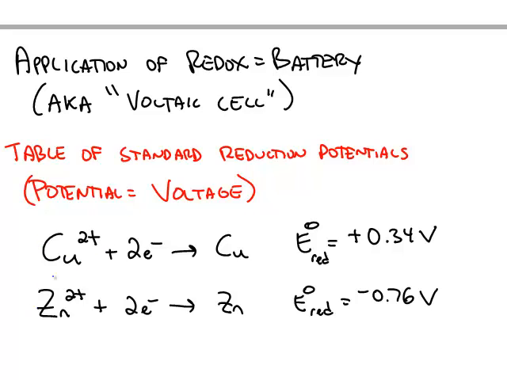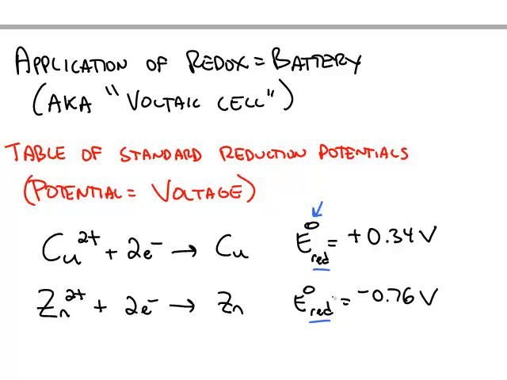So for example, here are two half reactions from a table of standard reduction potentials. Both of them are written as reductions. We could change them by switching the products and reactants around, and then our reduction would be an oxidation. Right now, the copper half reaction has a positive standard reduction potential. Superscript 0 means under standard conditions. The zinc has a negative standard reduction potential.